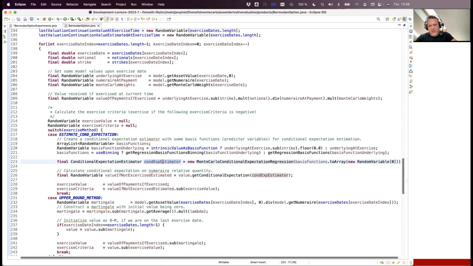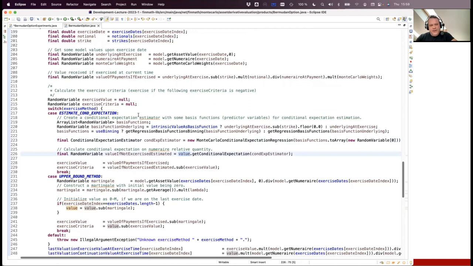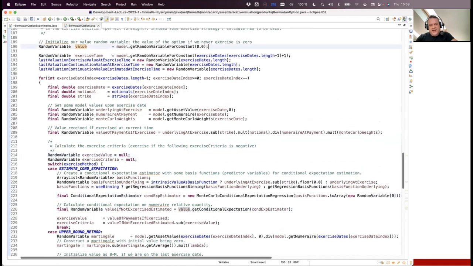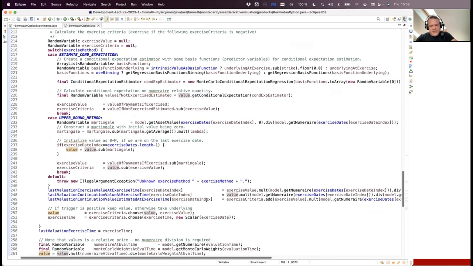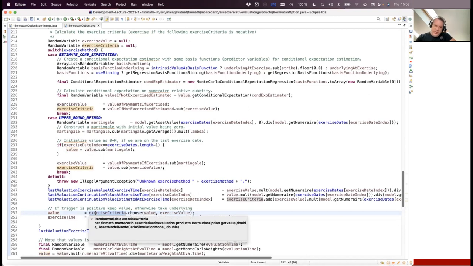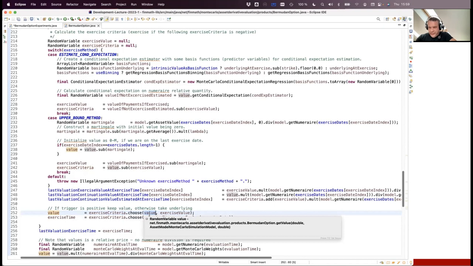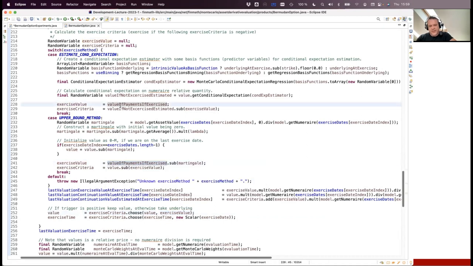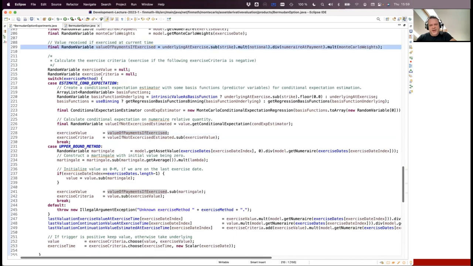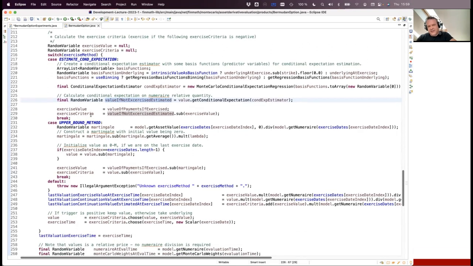Okay. And then my Monte Carlo conditional expectation estimator is applied to the random variable u. So this is the random variable u, which is initialized to zero in the beginning, and which is updated here according to my backward algorithm. So the new value of u is my exercise criteria, positive or negative. Then it is the random variable u again, or it is the exercise value. The exercise value is my underlying, s minus k times n divided by the numeraire. And you also see that we use the conditional expectation estimator here only in the exercise criteria.